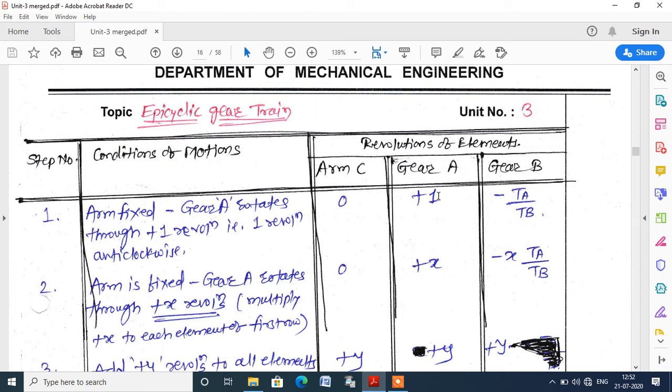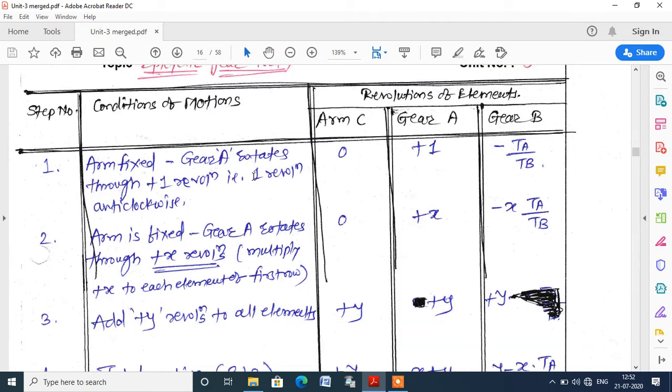Welcome back to the next module of Theory of Machines 2, and we are seeing unit number 3, gear train. In the last module, we have seen the tabular method of epicyclic gear train. So we have seen this table. So there are the columns.